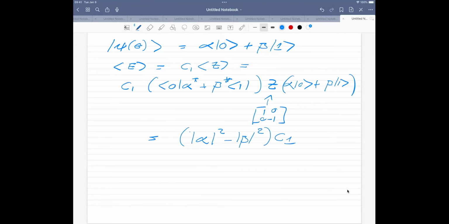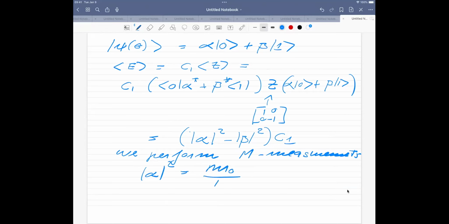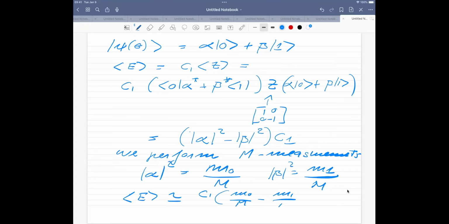Now, the way we measure is that we perform a given set of measurements, and this could be M measurements of the system, and that means that we would measure qubit 0, and that is simply the number of times we measure 0, M0 divided by M, and then we have beta squared, which is the number of times we measure qubit 1 divided by M. And that means that the final expectation value, which we have for the energy, is something which we will approximate now with a C1 multiplied with M0 divided by M minus M1 divided by M.